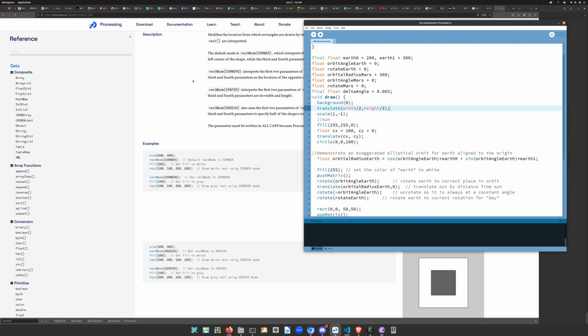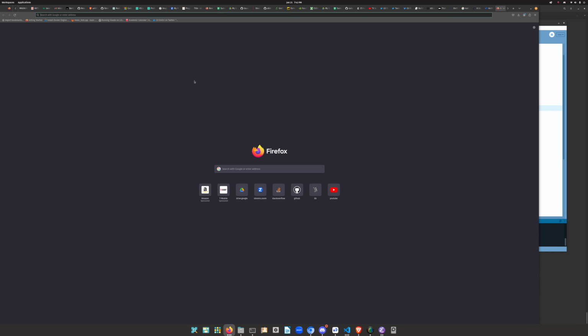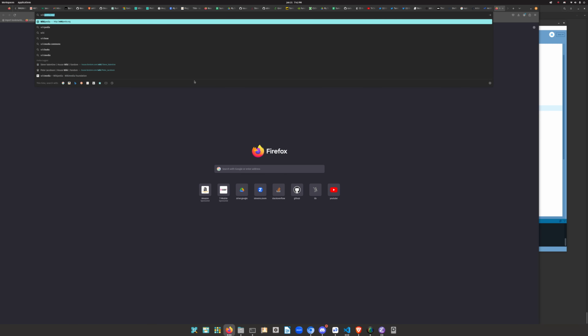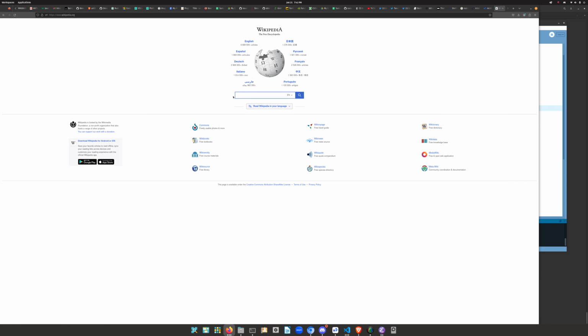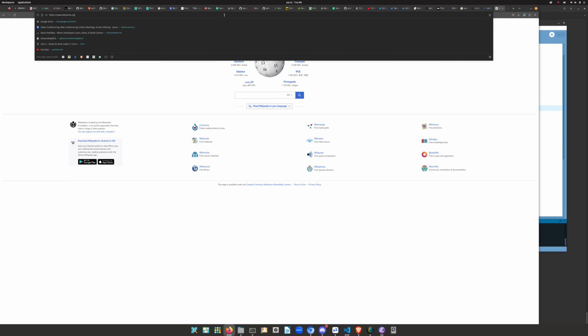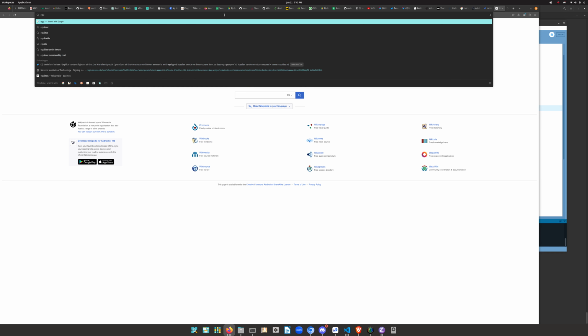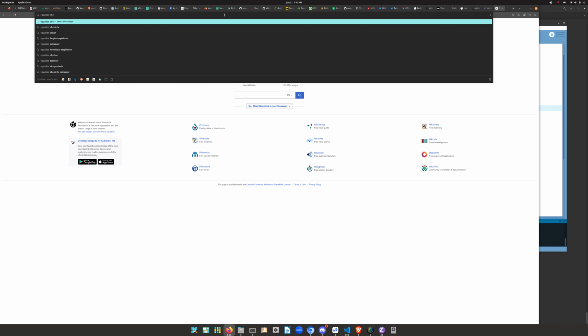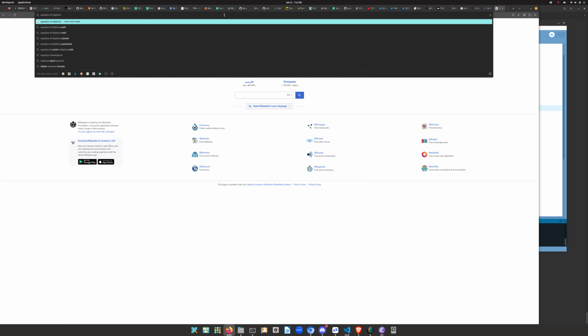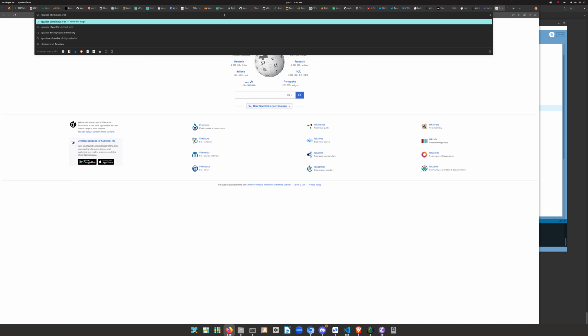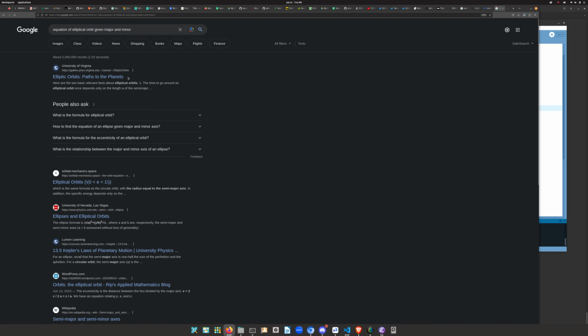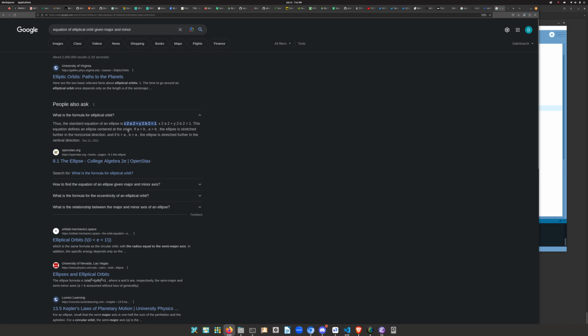Save it out. You can do it, or if you want help, I'll help you look it up. But what would it be? Wikipedia. No, I should just Google it. ChatGPT would be even better. Equation of elliptical orbit given major and minor. Yeah, they're giving you the equation of the ellipse, which is really not a lot of fun.